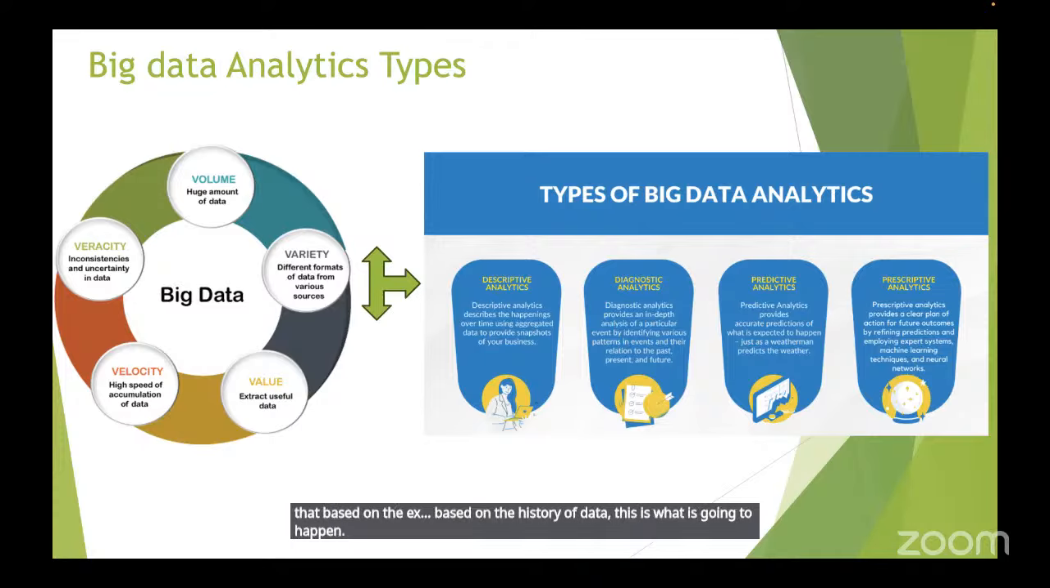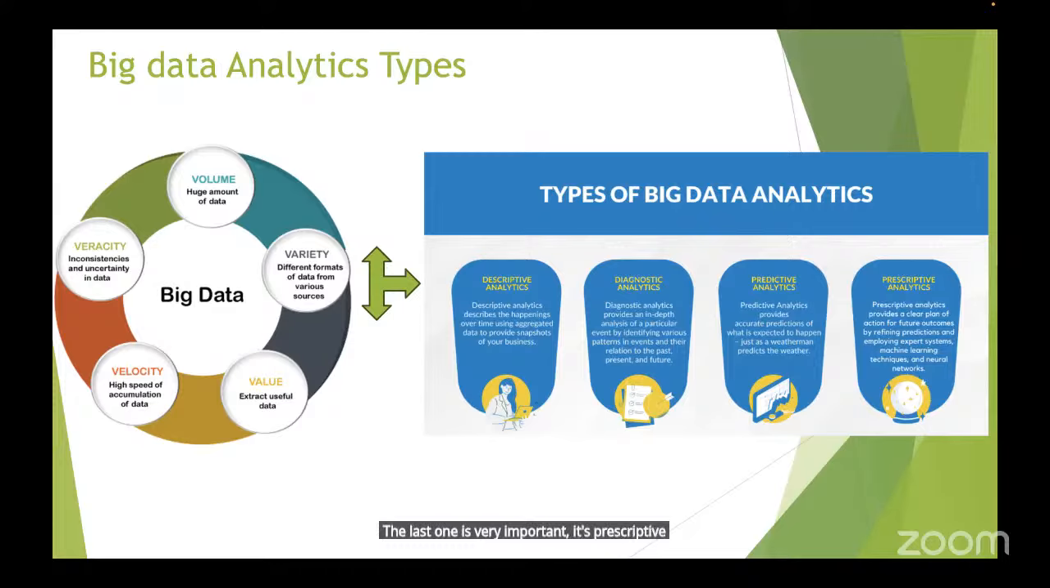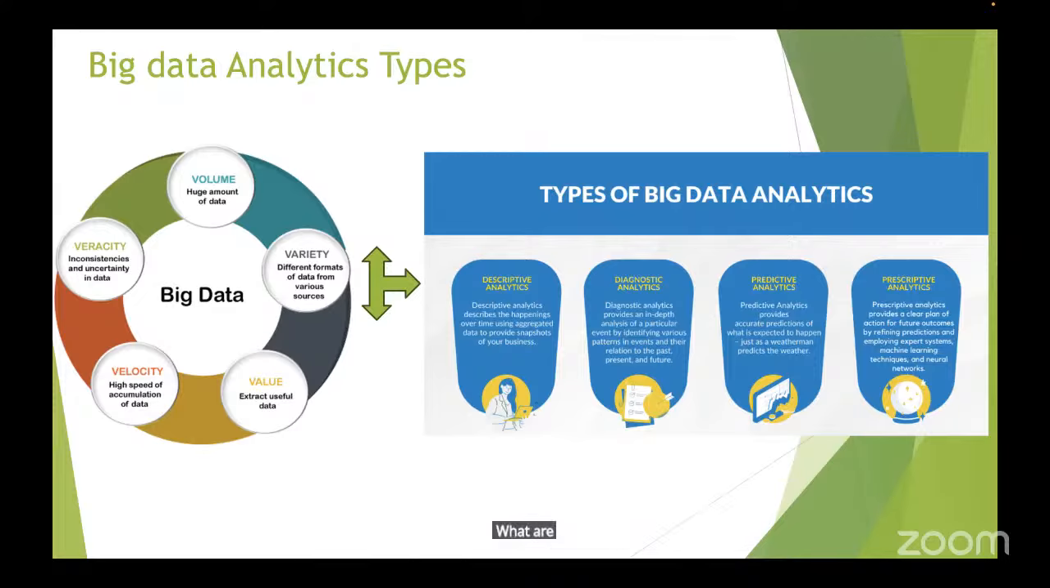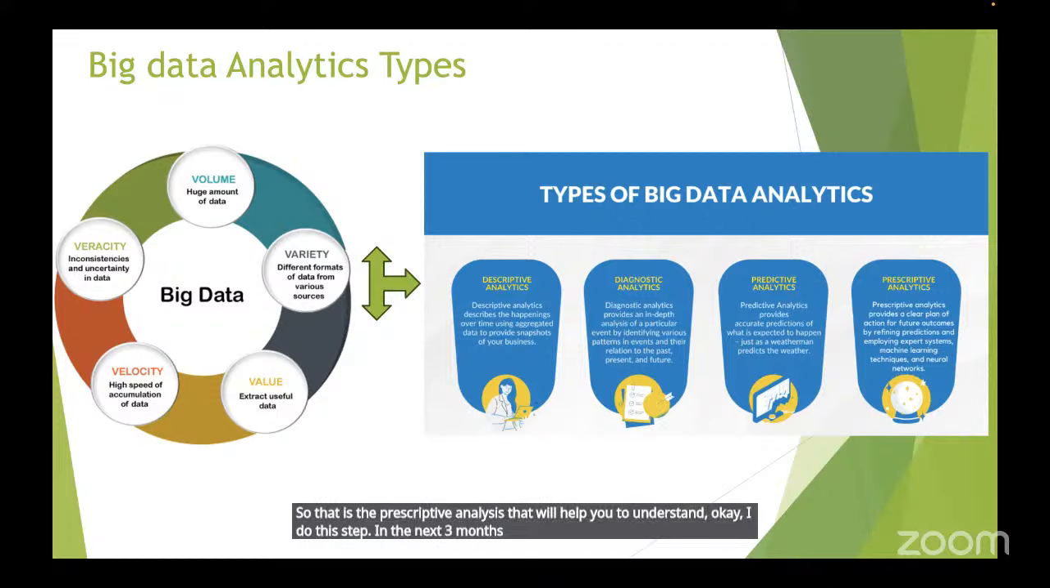The last one is very important, prescriptive analysis. It is actually a clear plan of action. If you want to achieve the predicted outcome, what are the steps you need to do to achieve that? That is the prescriptive analysis that will help you understand, okay, I do this step. In the next 3 months, you start doing this work. After that, from the 4th month to the 6th month, do this step. So it will give you a clear plan of what needs to be done to achieve the end of 1 year goal. That is where the LLM is really helping.